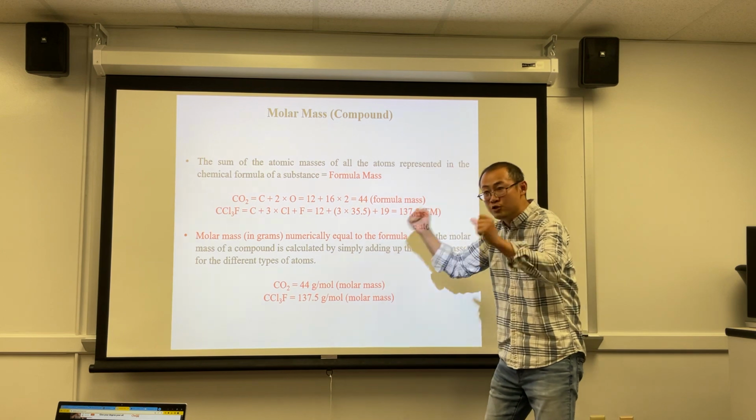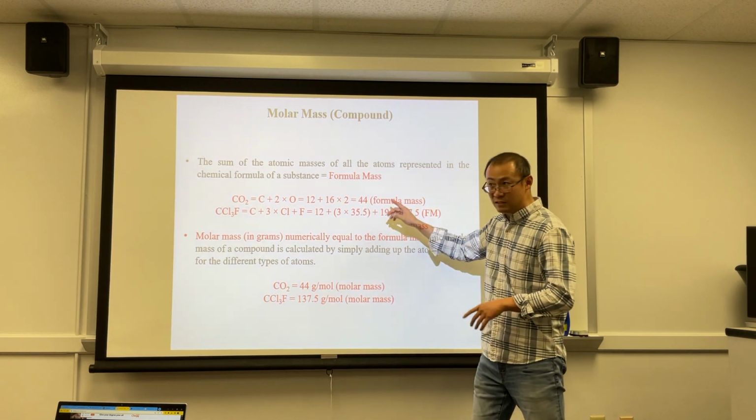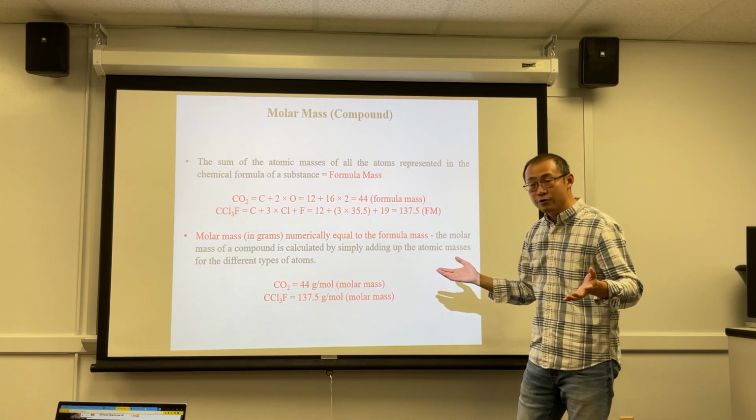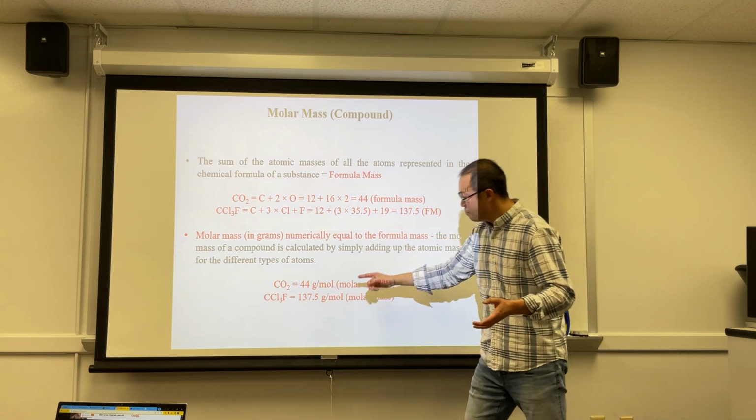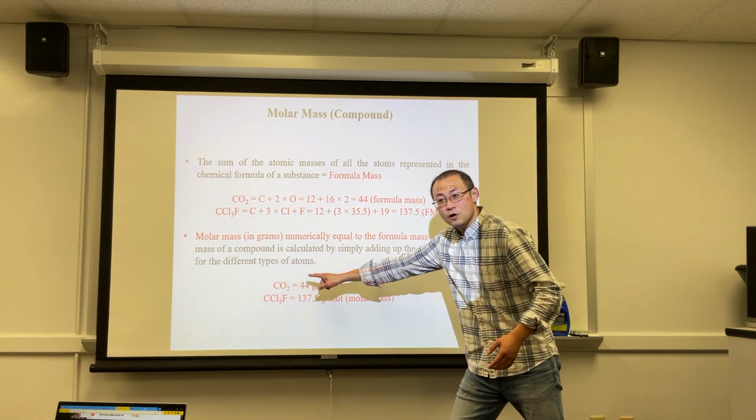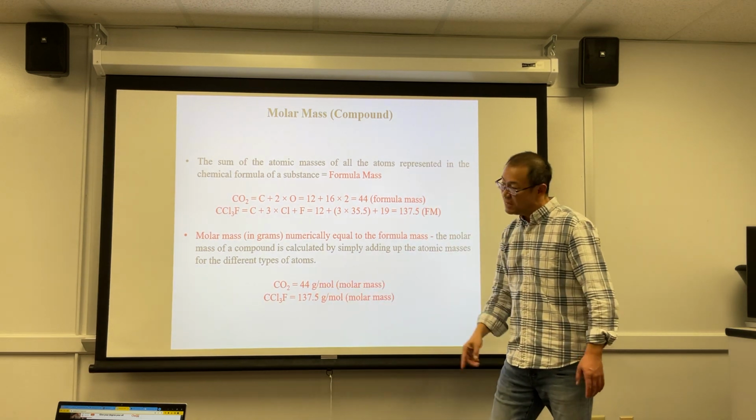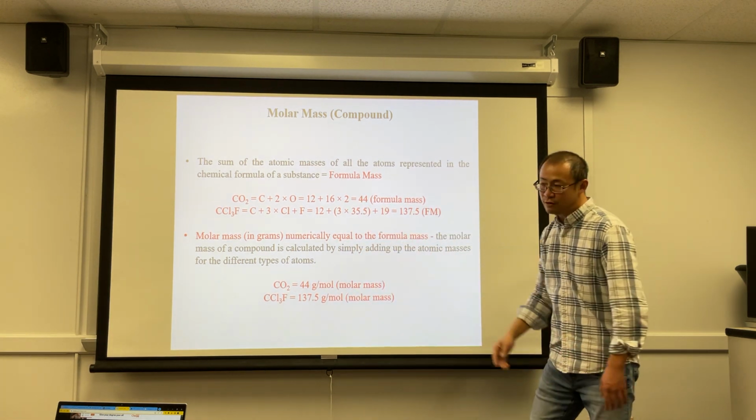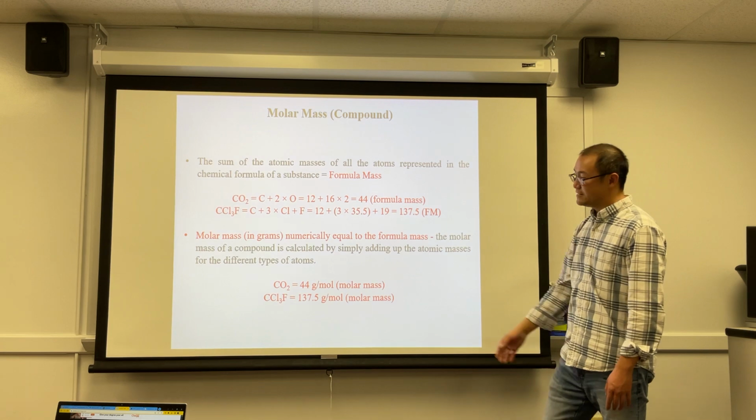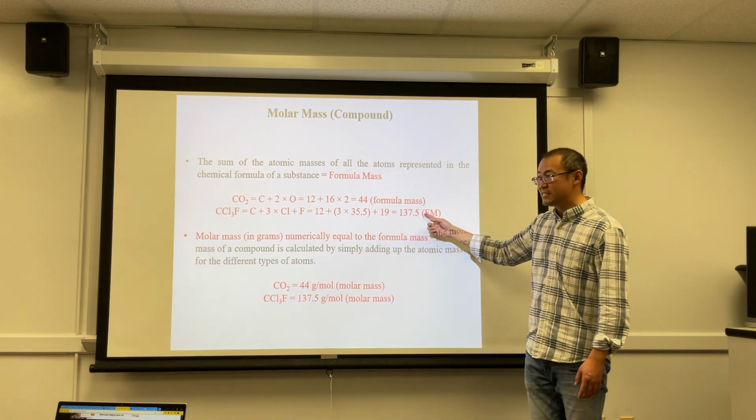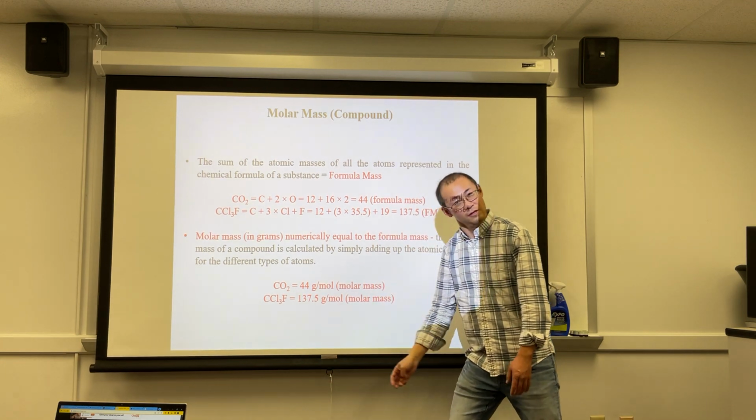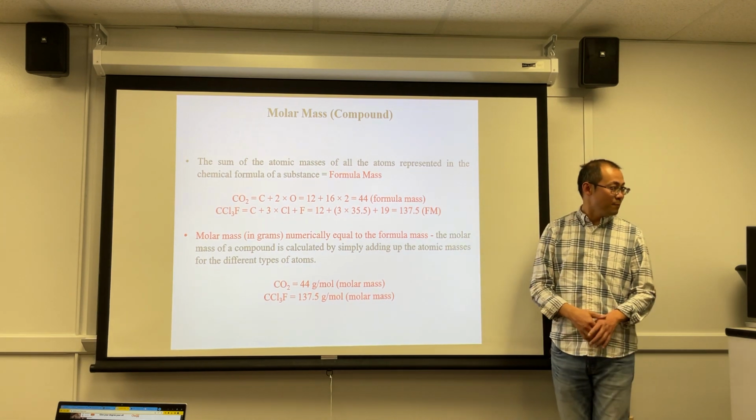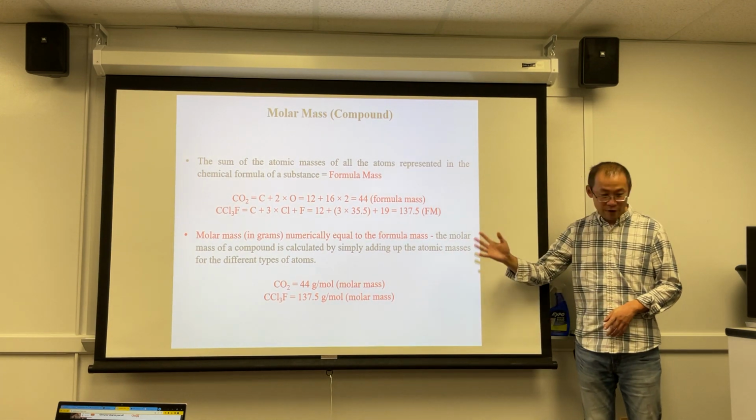What is different? The units are different. Formula mass has no unit, or we can use AMU to be more accurate, but we don't show any units. Molar mass will be grams per mole, meaning one mole is 44 grams. Numerically they're equal, but units are different. The same for this one: formula mass is 137.5, so its molar mass is 137.5 grams per mole. Did that make sense?